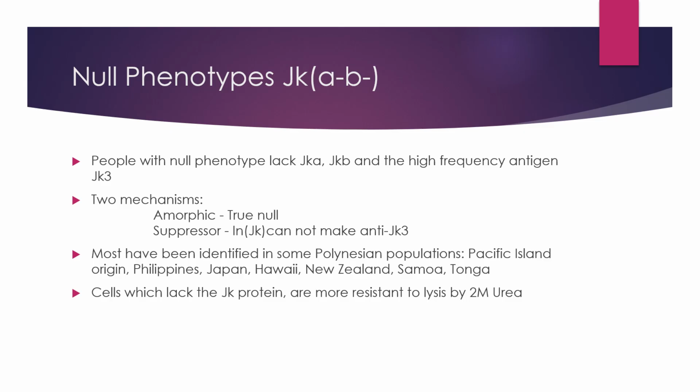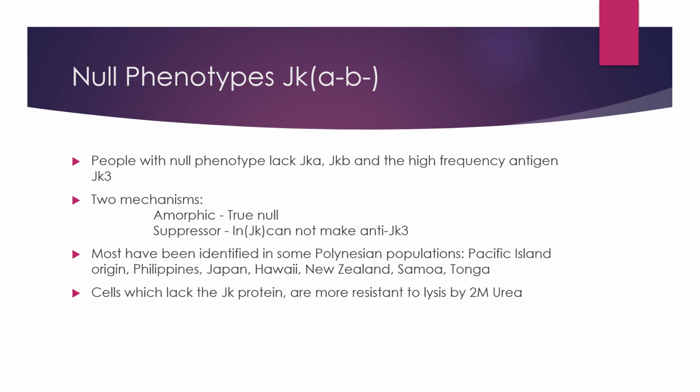People with the null phenotype lack JKA, JKB, and the JK3 antigen. There are two mechanisms that can result in the JKA negative, JKB negative phenotype. The first is the amorphic. This is the true null phenotype. These individuals are homozygous for the JK null allele, which is a silent allele that produces no gene products. These individuals can make anti-JK3.